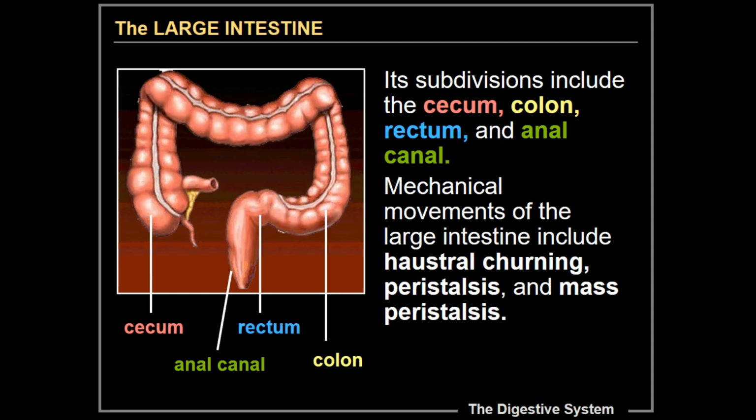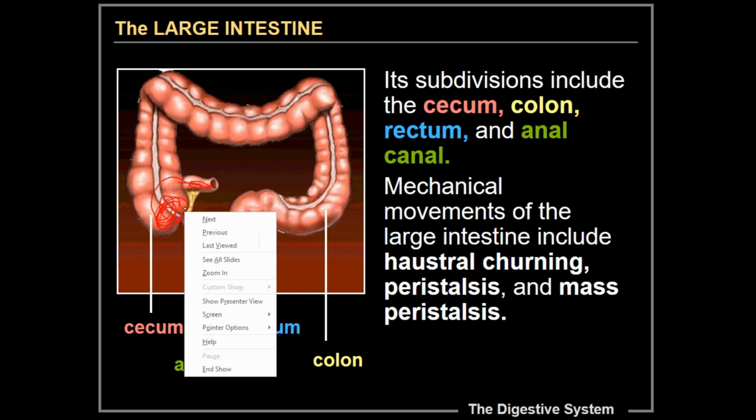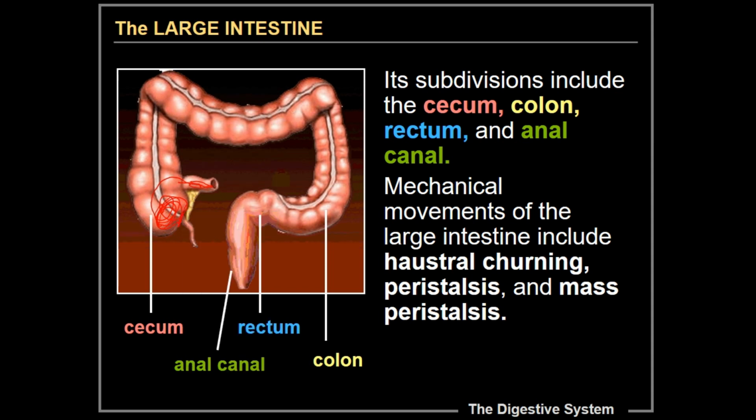The subdivisions of the large intestine include the cecum, which is this kind of dead end area right here. You can see it goes nowhere. So the food, here's the ileum, food comes in here, and then it will enter into the colon, and the cecum is just kind of a dead end area. Why the ileum doesn't attach down here, I couldn't tell you, but it's up here. So this section is the cecum.